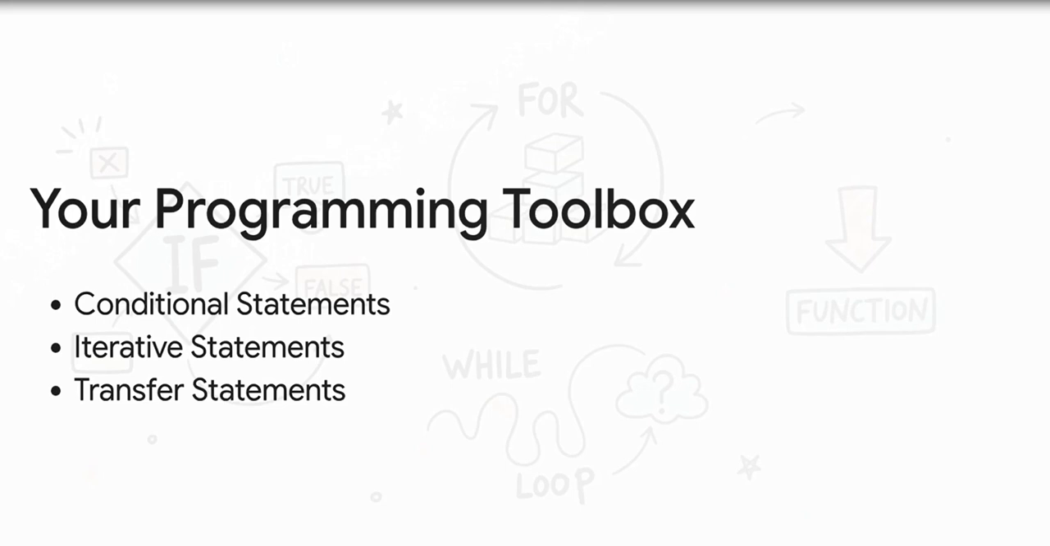So think of it like this. We're adding three main types of tools to our programming toolbox. We've got conditional statements, which are all about making choices. Then we have iterative statements for repeating things. And finally, transfer statements, which let us change a loop's behavior right in the middle of its run.